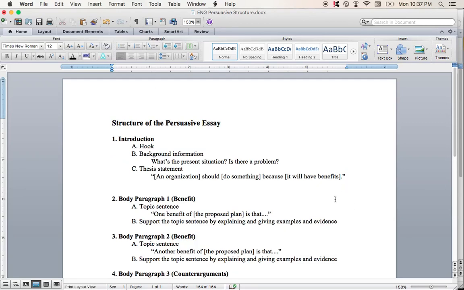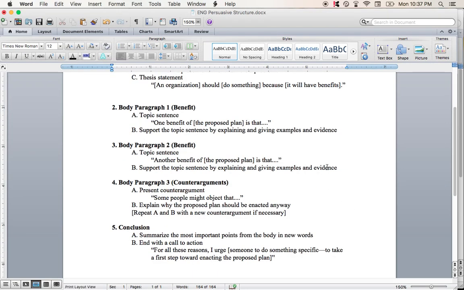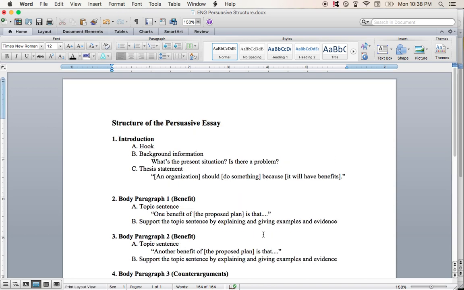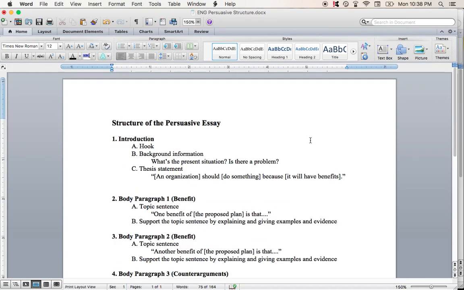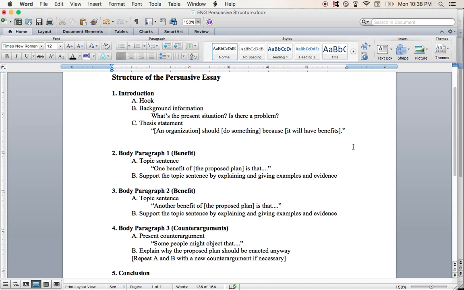You can go back and look at the previous videos that I sent you, which talk about what happens in the first 3 paragraphs and then in the last 2 paragraphs in more detail. But I just wanted to remind you that this is the overall structure of the whole essay. This is how the 5 paragraphs of the persuasive essay are working together. The introduction, where you capture the reader's attention, you explain the situation as it is now, and you give the thesis statement. This is what we need to do. This needs to do this because it will have benefits, right?